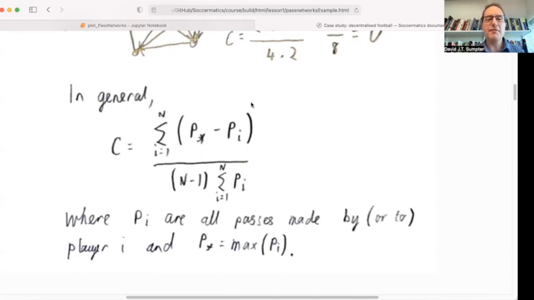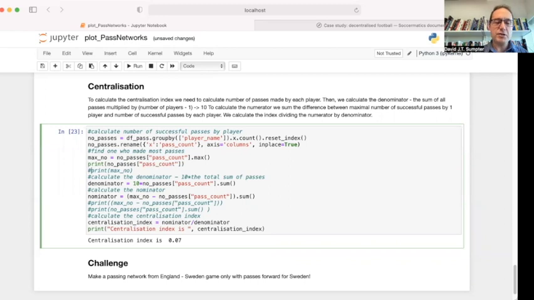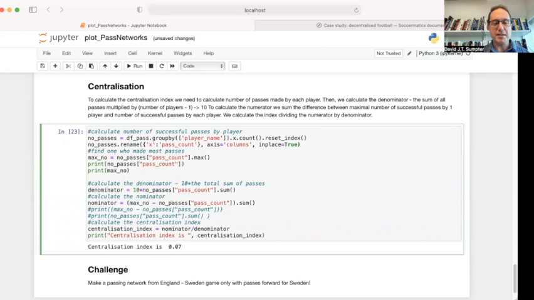Okay, I've got a little bit diverted there, so I'll get back to the Python notebook. But basically, what we do is we go through the steps of calculating this thing. I've added, and I suggest that you do the same, a few print statements along the way here. So what I've done here is I'm going to calculate the maximum pass, and I'm also going to just print out here the number of passes done by each player.